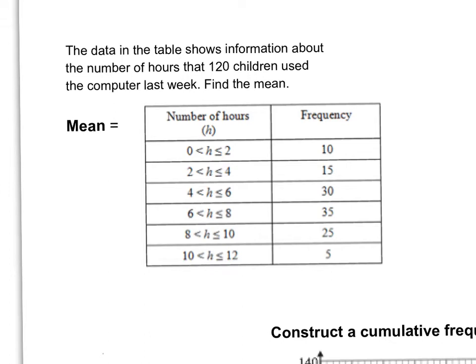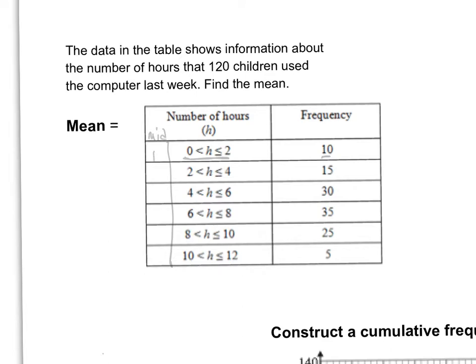So we actually can only get an estimate of the mean because we don't know exactly how many hours each of these 10 children used the computer. We have to estimate that. So we do that by taking the midpoint of our interval here. So halfway between 0 and 2, I'm going to make a new column for that. That's my midpoint.